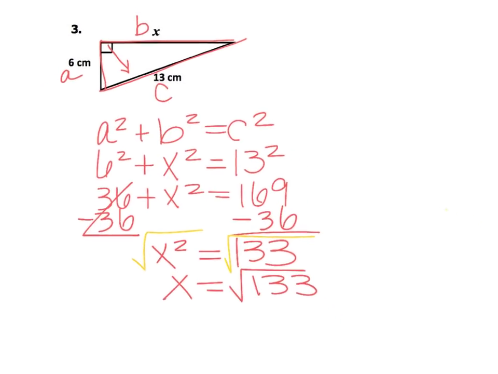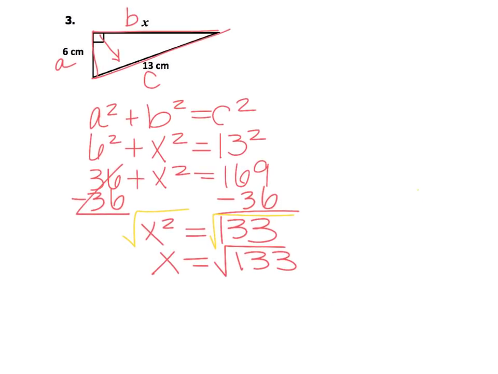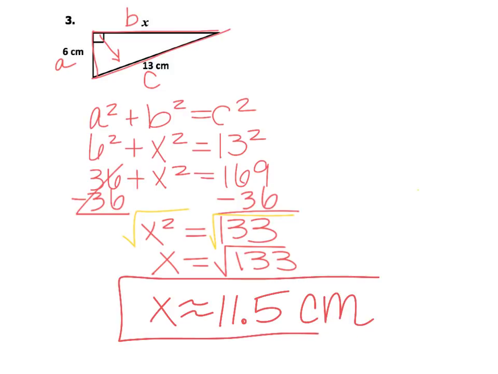But we don't want to leave it as the square root of 133. We want to get an approximate answer. So we plug the square root of 133 into our calculator, and we get that x is approximately 11.5 because we're rounding to the nearest tenth. And because we're dealing with centimeters, be sure to label it with the correct units. So x is approximately 11.5 centimeters.